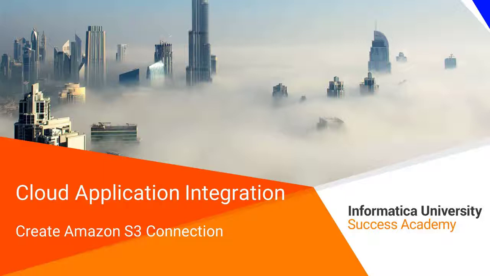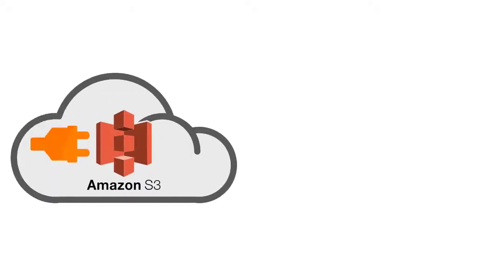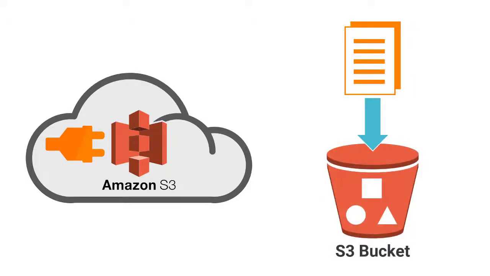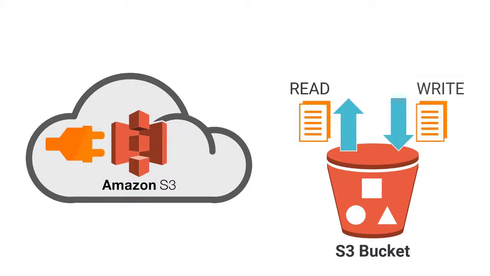In this video, you will learn how to create an Amazon S3 connection. The Amazon Simple Storage Service Connector, or S3 connector, is used to connect to the Amazon S3 storage provider. It can be configured as a file monitor to sense the arrival of a file in an S3 bucket. It can also read and write files to an S3 bucket, such as delimited or fixed width files.